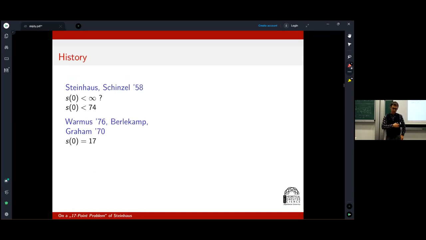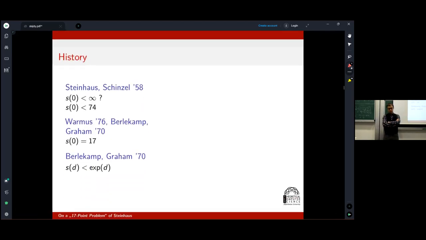And then Varmus calculated the optimum play, and he showed that you can't play longer than 17 rounds. The same result appears in an earlier paper by Berlekamp and Graham, but they already write in this paper that Varmus was first to calculate the correct answer. Perhaps this paper by Varmus was unpublished, and he decided to publish it later. So this is how we know that it's 17.